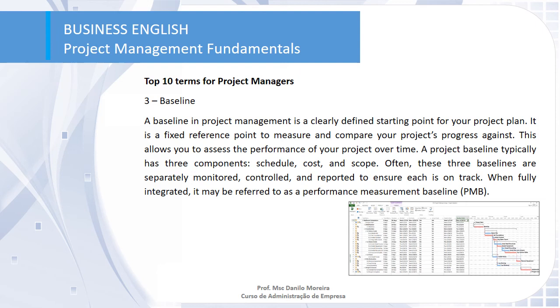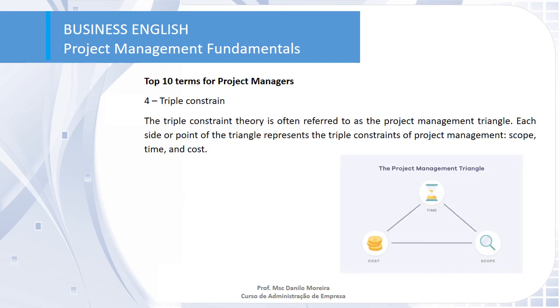And then you can have a big picture of all the phases and time and costs of each phase of the project. The triple constraint is easy to remember. It's just like a triangle where we have the three main subjects of any project: time, cost, and scope. This is what PMs call a triple constraint.